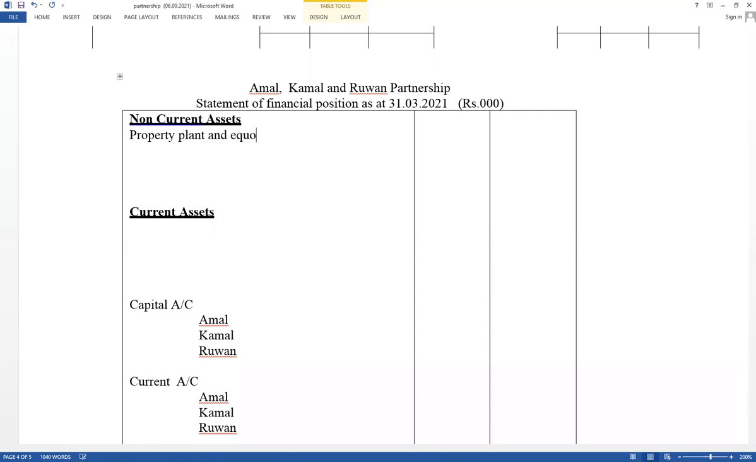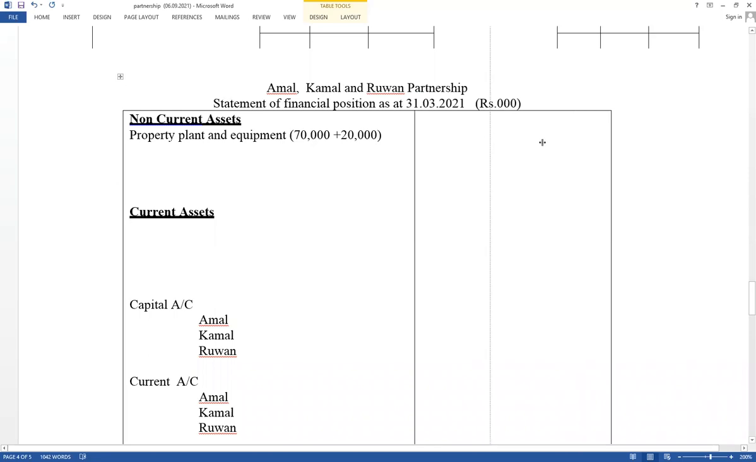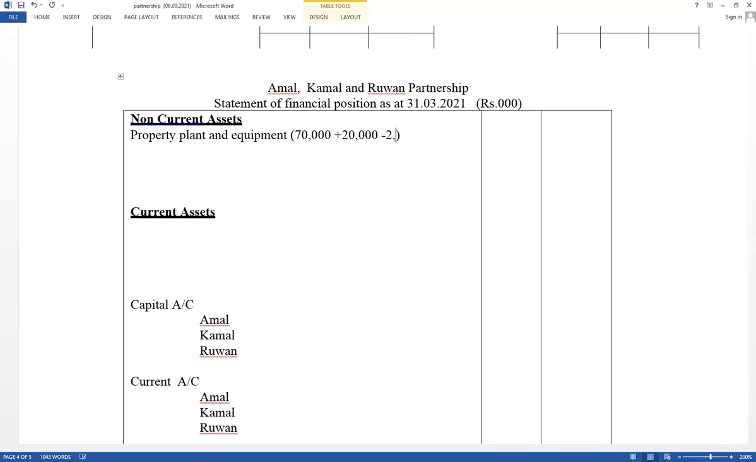Property, plant and equipment. Think: the trial balance has an available value of 70,000, and the new partner brought office equipment of 20,000. The effect is an increase in office equipment, as well as depreciation based on the new office equipment, 20,000 into 10%. As a result of that depreciation, property, plant, and equipment decrease.